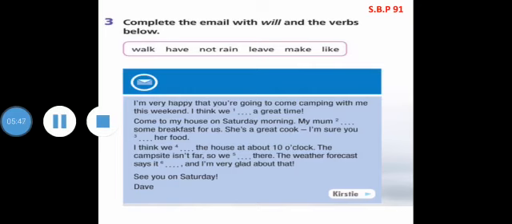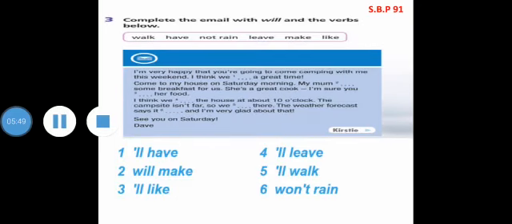Let's have a look at your answers. Yes, let's begin. I'm very happy that you're going to come camping with me this weekend. I think we'll have a great time. Yes, it is a spontaneous prediction for the future.